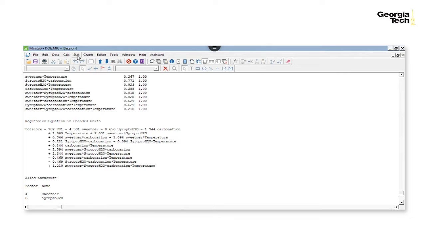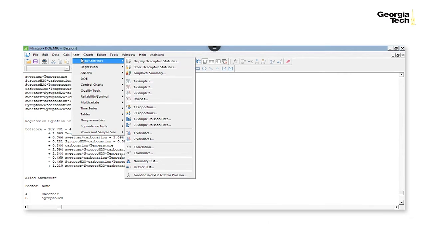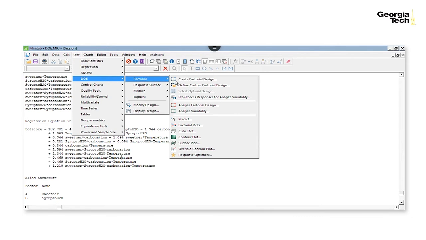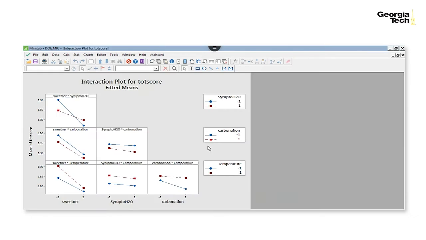Okay, now let's look at some interaction plots and main effect plots. Again, DOE, Stat, Factorial, Analyze Factorial Design, Factorial Plots. We have the response total score, and these are the variables that should be selected, and we push the OK button. So here are all the interaction factors, the two-way interactions. As you can see, the two-way interaction between sweetener and syrup is here.